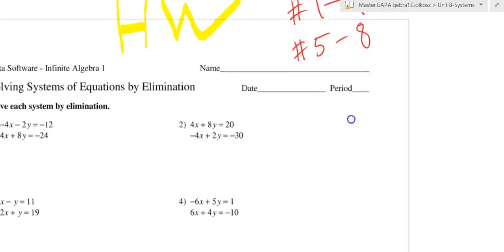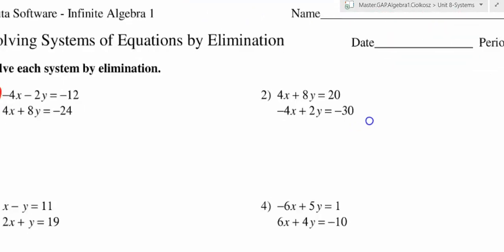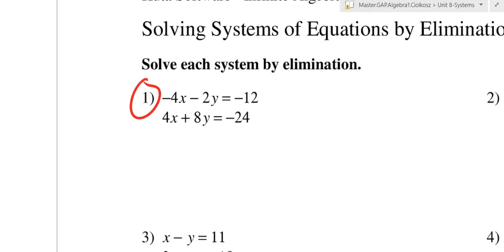Alright, so how to tell when to use elimination? We'll notice here that neither of these equations is solved for y. So the key idea of when we should use elimination is when no equations are solved for y. Otherwise, if we have something solved for y, we've seen substitution is pretty quick.